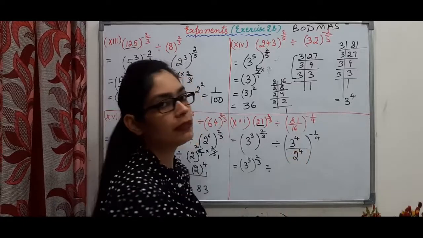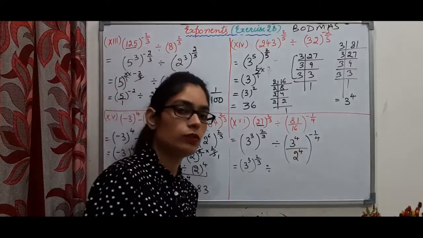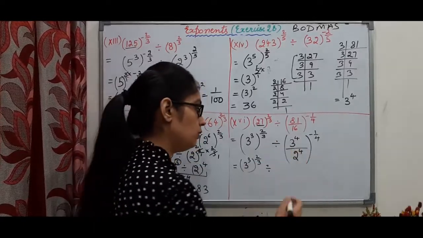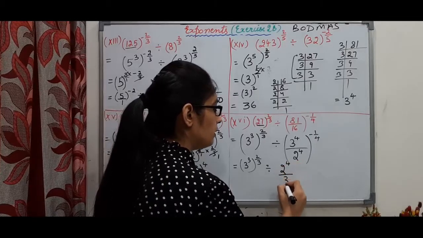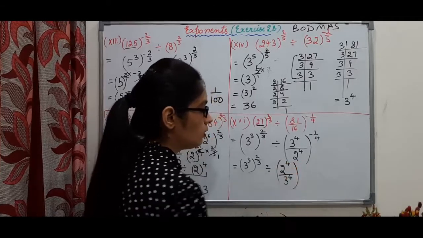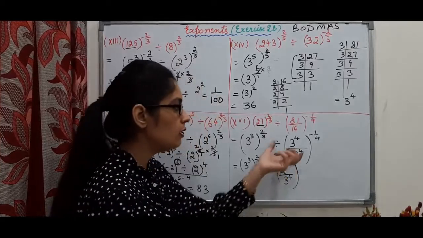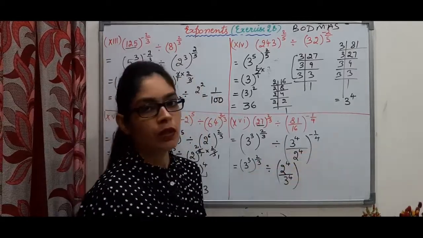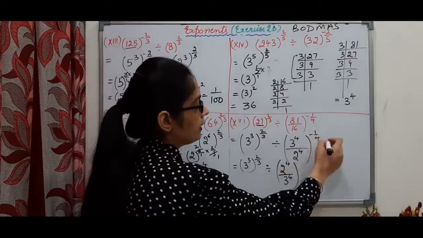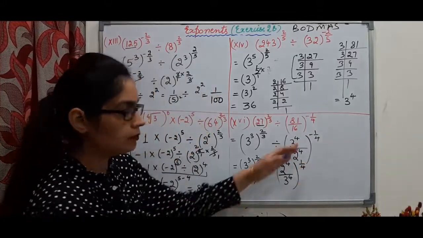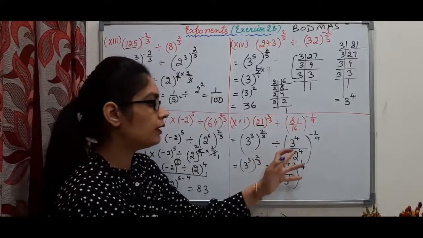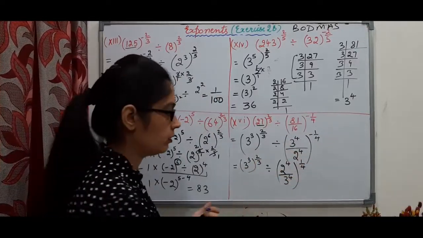So reciprocal means the denominator will change to numerator and the numerator will change to denominator. So it will become 2 to the power 4 and 3 to the power 4. Interchanging of numerator and denominator will give us the positive power. So it was negative earlier, now it will be 1 by 4. I have just interchanged numerator and denominator along with their exponents.